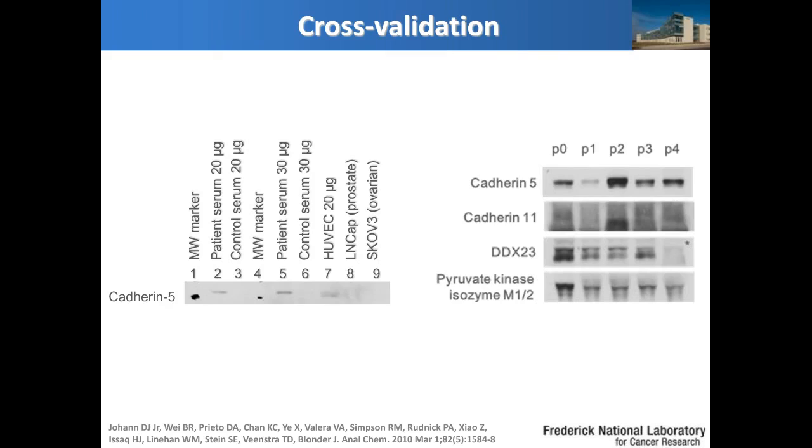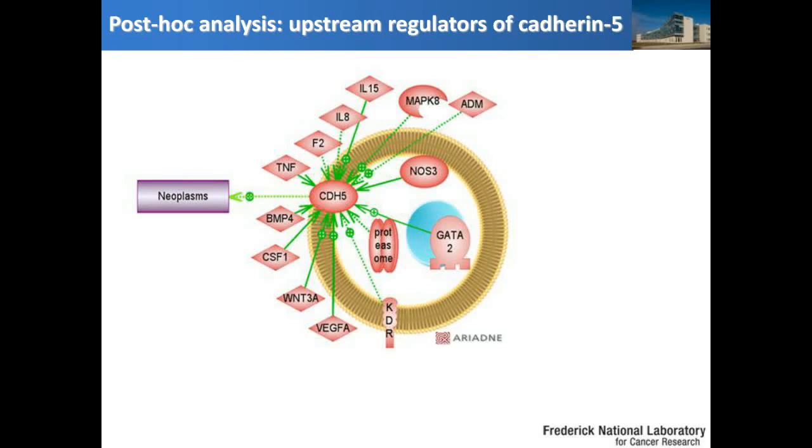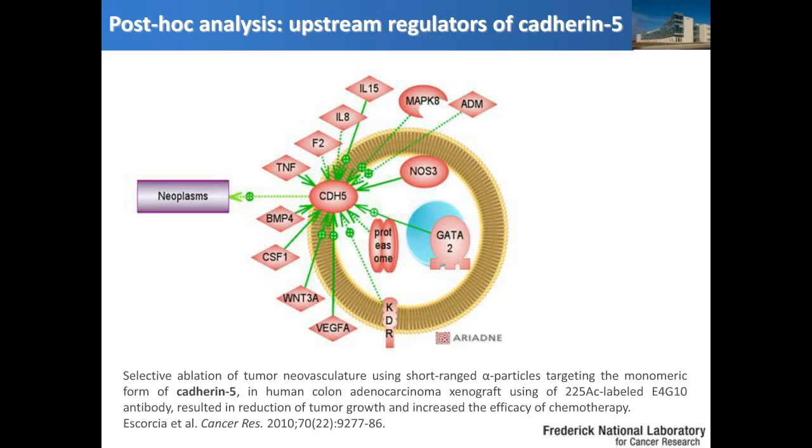So as a discovery phase, we assume that cadherin 5 is really a protein that is coming from tumor and can serve as a putative biomarker and has to be validated on bigger cohorts. Then we have done another post-hoc analysis, basically using Ariadne pathway, and showed what the upstream regulators of cadherin 5 are: VEGF, INT3. Some of them are known players involved in cancer.